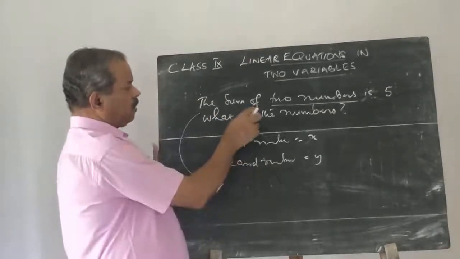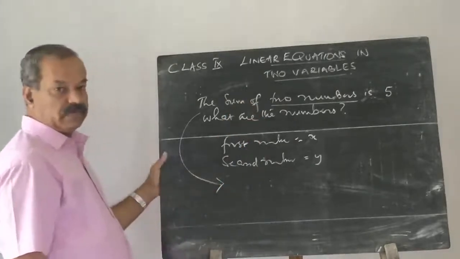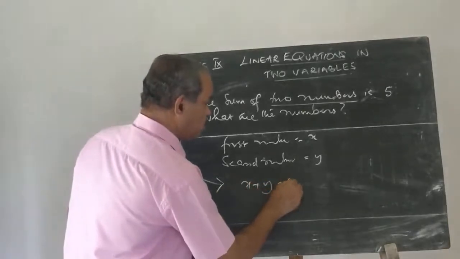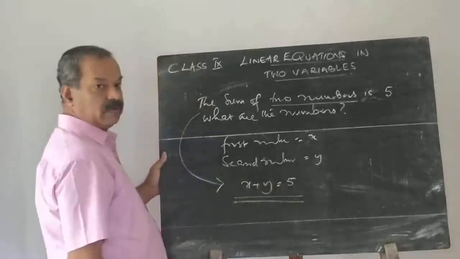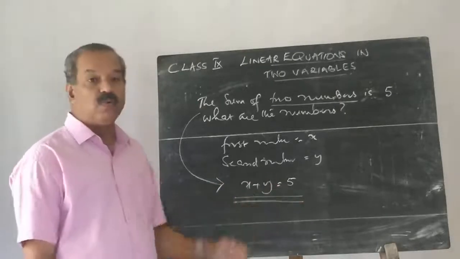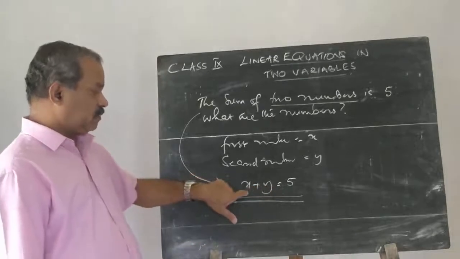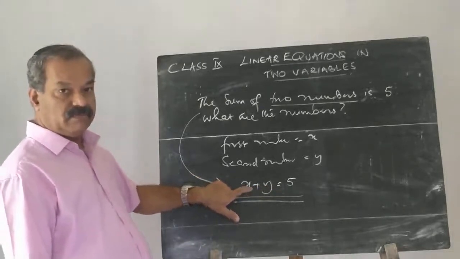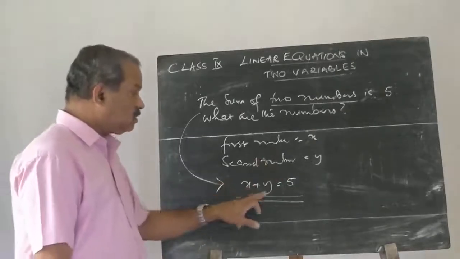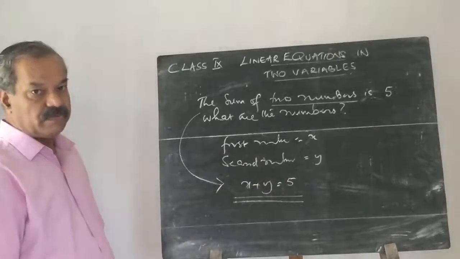How can we convert this into the form of an equation? x plus y equal to 5. This is a linear equation in two variables because each variable has degree 1, first degree: x raised to 1, y raised to 1. But this contains two variables, x plus y equal to 5.